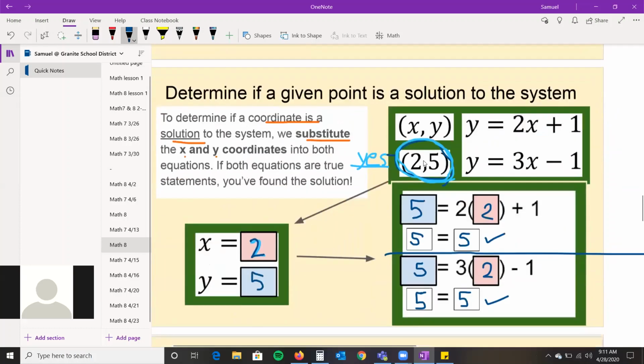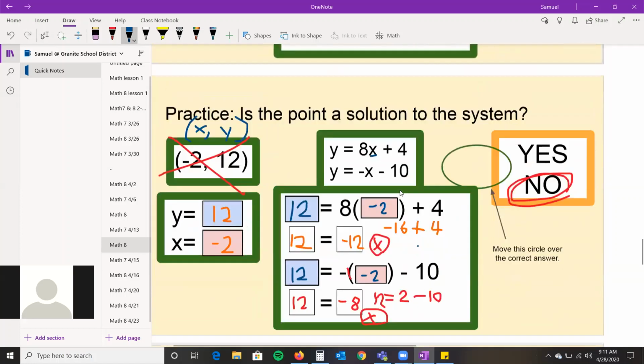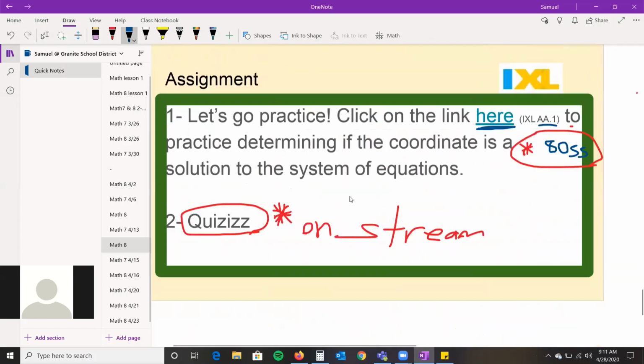Then we tried it with different points. Is (2, 5) the solution to this? We plugged it in and solved. Is (1, -2) the solution to this one? We plugged it in and solved. So that's where we started.